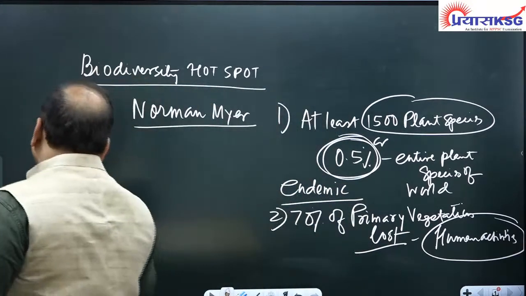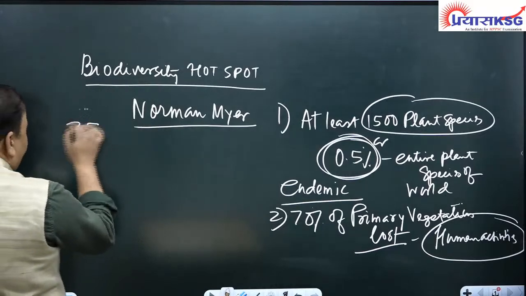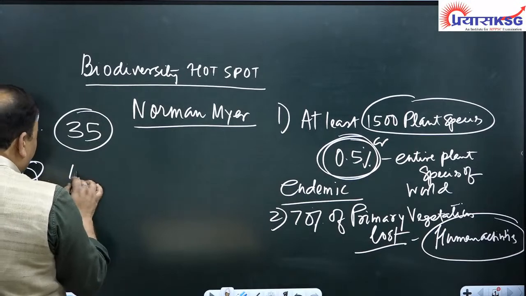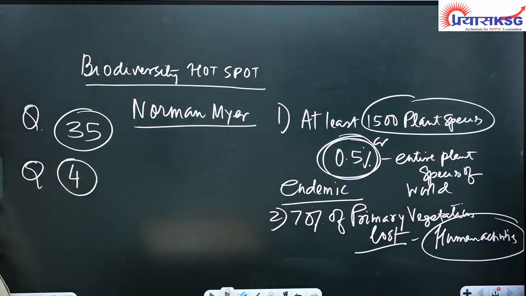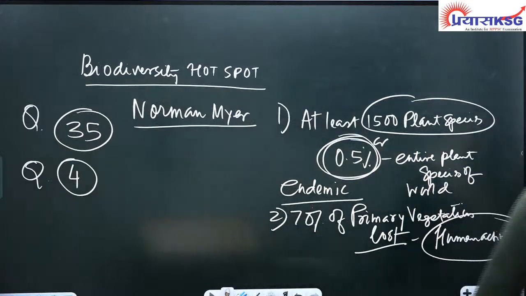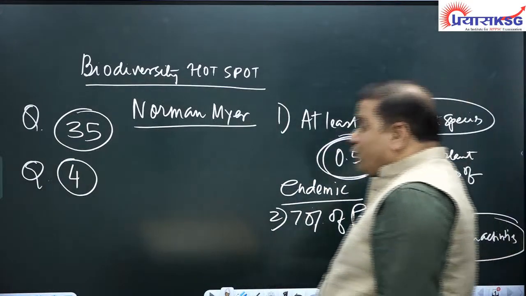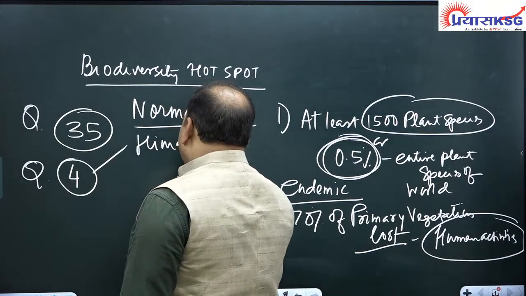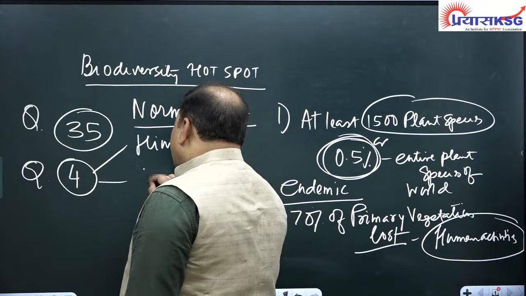तो देखो विश्व में है कितने हॉटस्पॉट? 35, 35. एक क्वेश्चन तो ये है. सेकंड है भारत में कितने हैं? 4. इन इंडिया 4. देयर आर 35 हॉटस्पॉट्स इन द इंटायर वर्ल्ड. इन इंडिया वी हैव 4. एंड विच आर द 4 हॉटस्पॉट्स? फर्स्ट इज हिमालयाज. पहला हिमालयाज. सेकंड इज वेस्टर्न घाट्स.